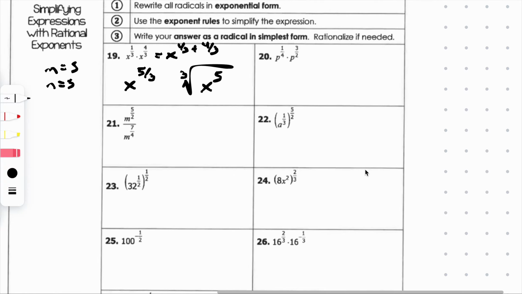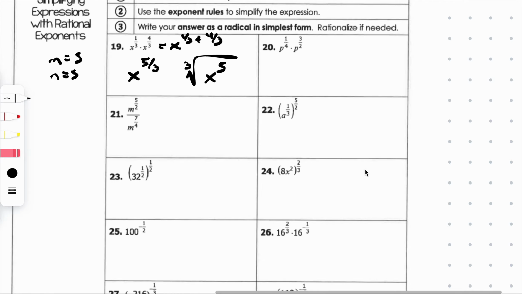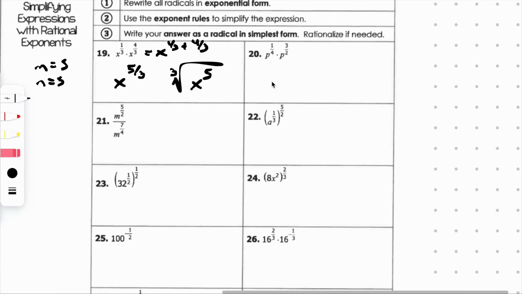Now, let's do something like 22. So this is going to be equal to a, right? When we raise something in exponential form to another exponent, we multiply the two. So in this case, we do 1/3 times 5/2, and that's equal to a to the 5th over 6, right? Because we just multiply across. We do 1 times 5 is 5, 3 times 2 is 6.